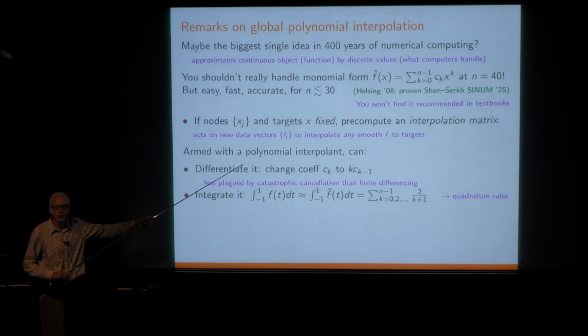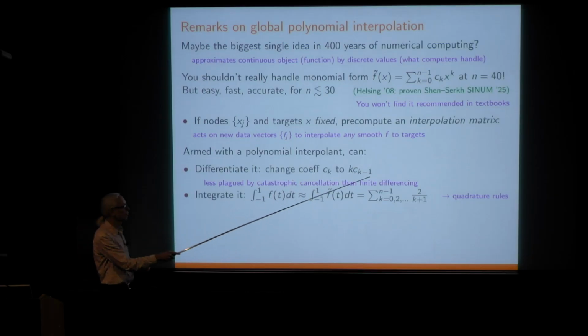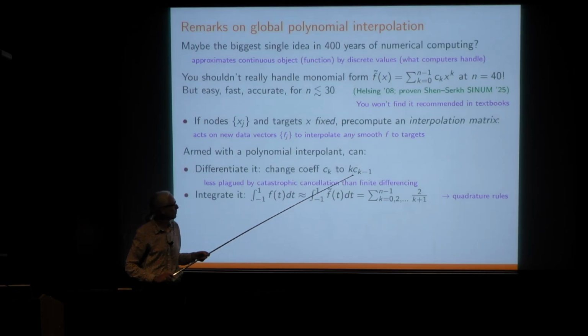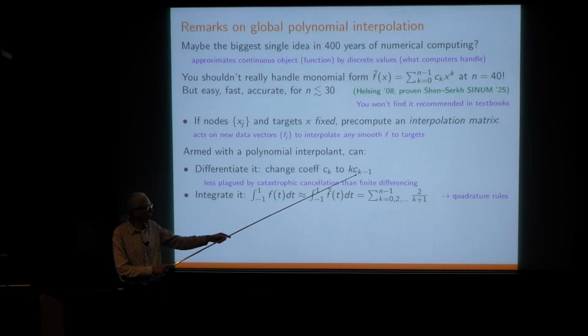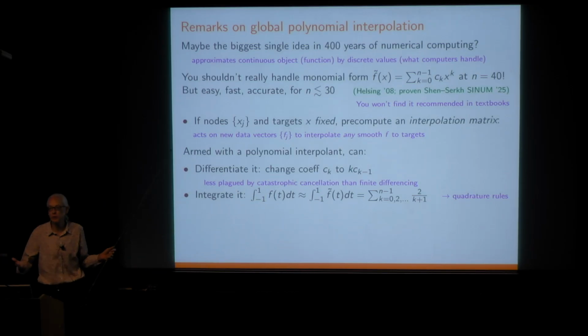You've got this interpolant now. You can differentiate it analytically. So just each term, c_k x^k, becomes k c_k x^(k-1). So just now do eval poly on this, and you've computed the derivative. You can continue that.